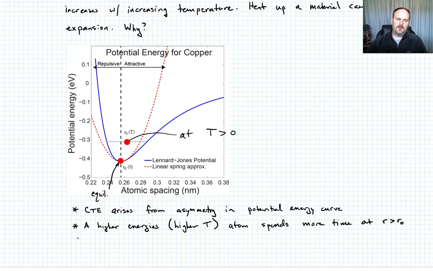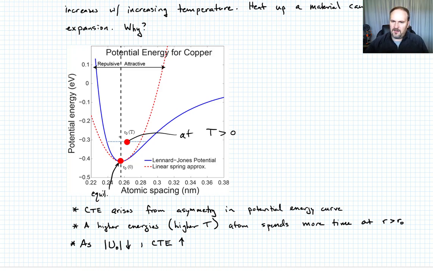In addition, one other thing to note about the CTE is that the CTE is going to go up as the magnitude of U naught goes down. So the magnitude of U naught is the depth of this energy well. As the magnitude goes down, which means that we have a shallower well, the CTE goes up. And you can kind of see that. If I had a well that went clear down to the bottom of this page, it's very steep, so increasing the energy isn't going to change the atomic spacing very much, which means the CTE would go down.